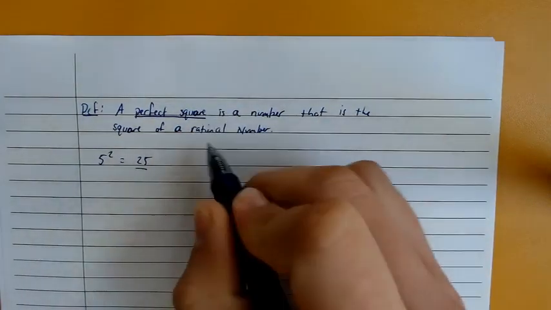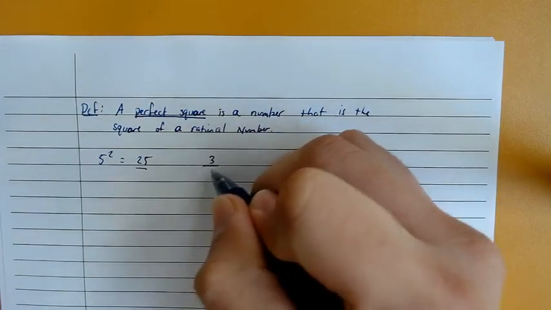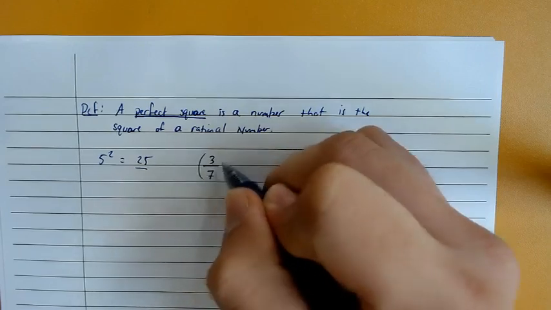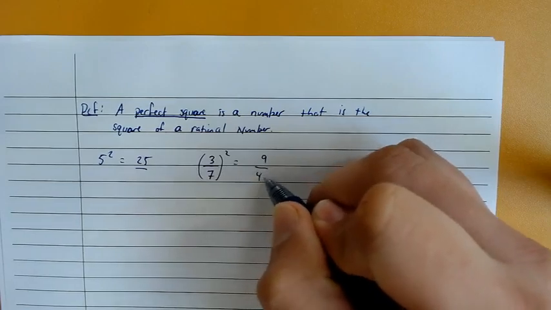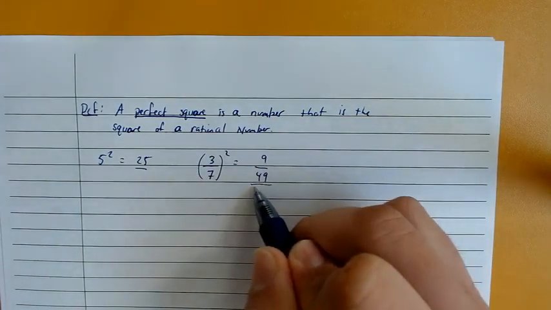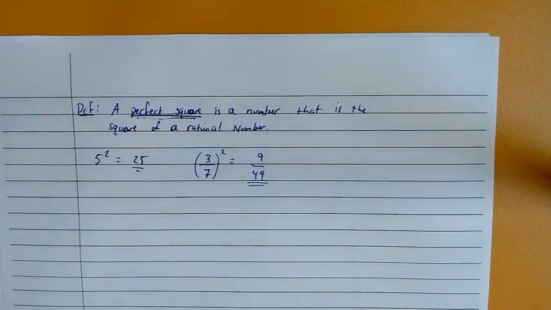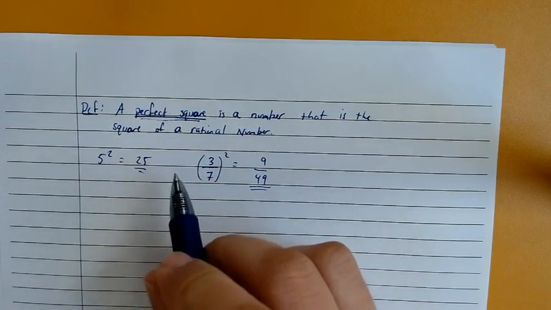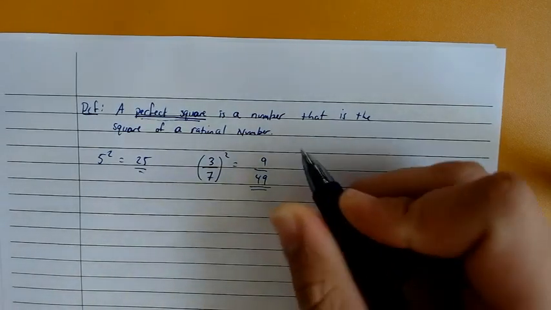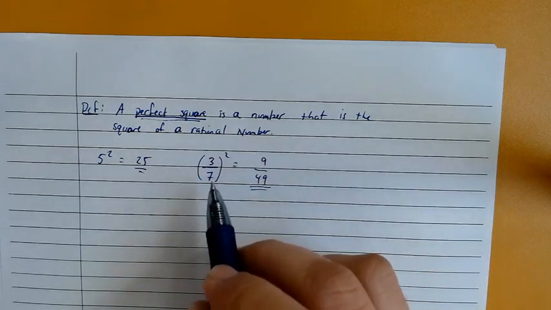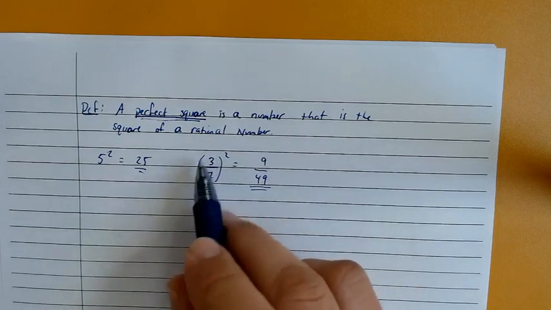But if I take a rational number that isn't a whole number, for example, 3/7, and I square that, that's going to give me 9 over 49. And again, that 9 over 49 is a perfect square because it's the square of a rational number. Remember that rational numbers can take the form of decimals so long as those decimals terminate or repeat. Repeating decimals we wouldn't want to square because it would take literally forever to multiply all those numbers up. We'd want to leave that as a fraction.